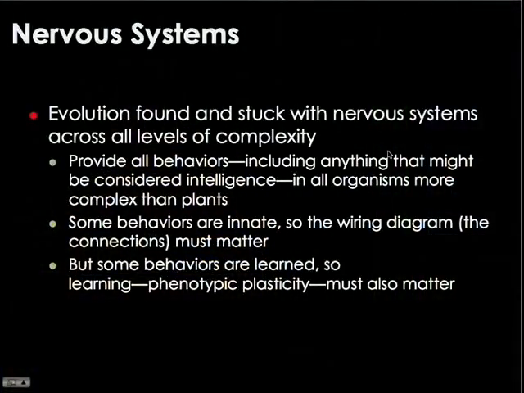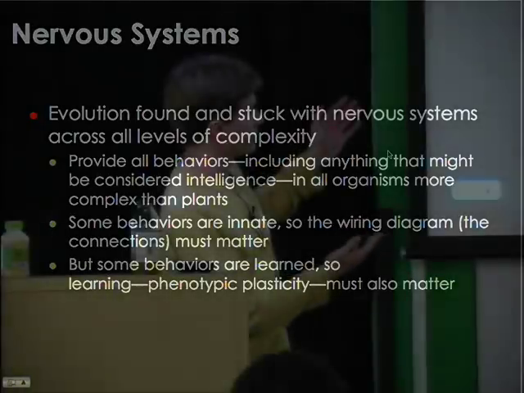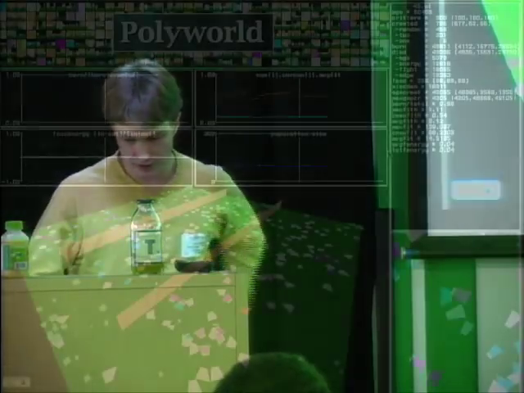So now we have our nervous system and the important parts about it. We do know that some behaviors are innate, so there must be some things that are inherited. We also know many things are learned, so the nervous systems must change within an organism's lifetime. This is just basic principles. Seems reasonable. We're going to go with that. So not too hard. And with all this in mind, I'm going to introduce you to Polyworld.